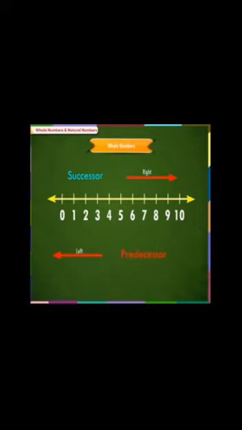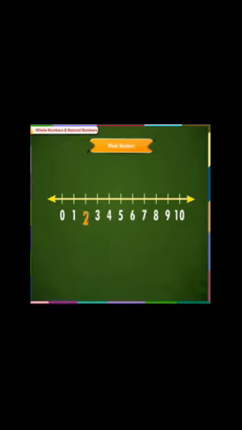0 is the smallest whole number. Each and every whole number has a successor, starting from 0. For example, 1 is the successor of 0. 9 is the successor of 8. The value of a whole number increases as we go from left to right on a number line, and the value of a whole number decreases as we go from right to left.